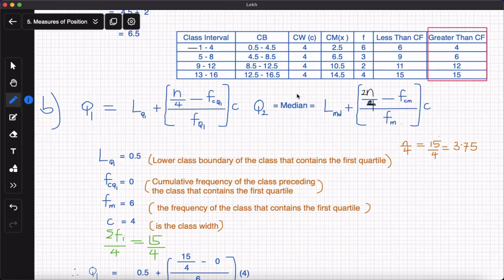Okay, that means the class that contains the first quartile, so that way we will take the lower class boundary of the class that contains the first quartile to be 0.5. That's it. That's the correct thing.